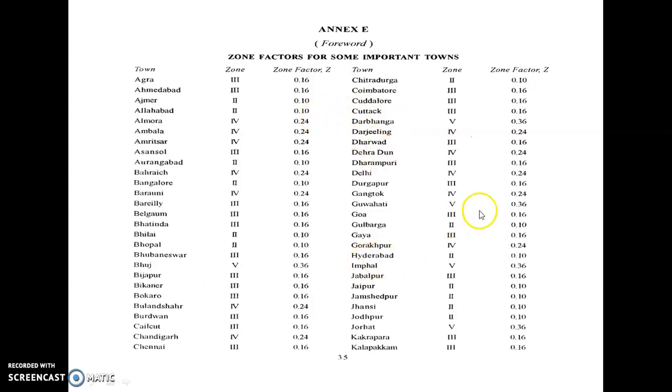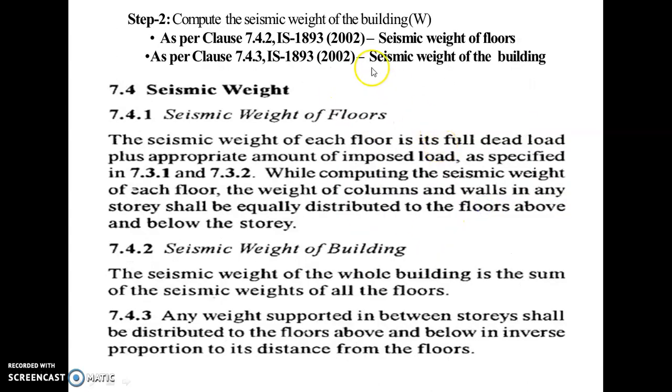After that you have to find the importance or weight. Because our formula is Ah into W, we require the weight also. Here are the clauses where we find how to compute the seismic weight of floors and the seismic weight of buildings. These are the clauses involved in finding the weight of the floors, and these clauses are found in IS code 1893.